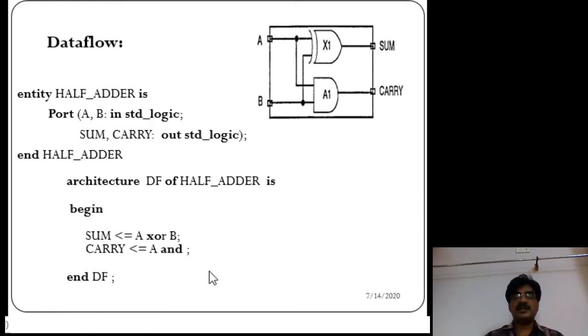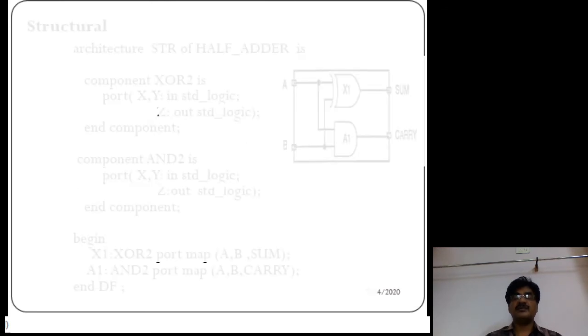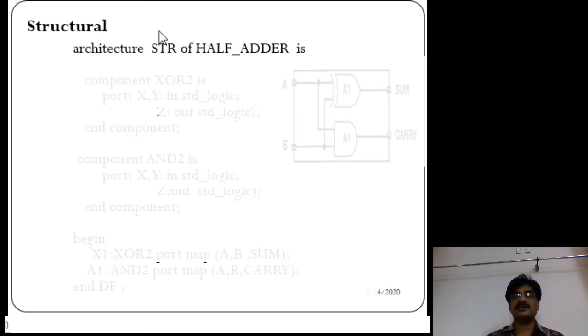Then coming to another modeling style, that is structural. I would like to now write the program for the same half adder in the structural model. So let us see how the architecture would be in the case of structural. Similarly, the syntax starts with the word architecture, then the architecture name. Here I am writing it as STR, its meaning is structural style of architecture, of the entity name already given, half adder is.